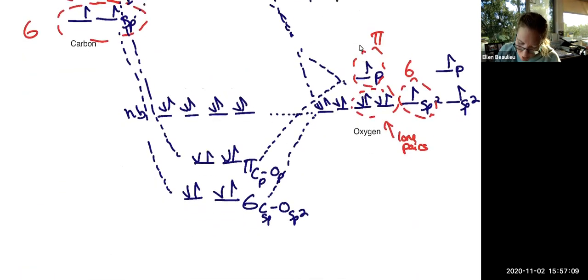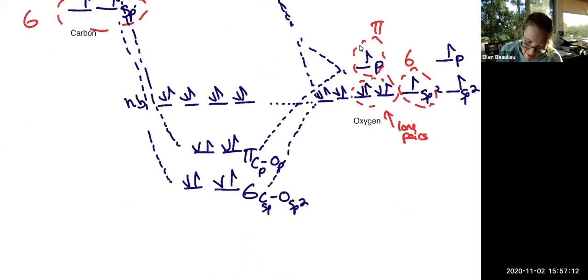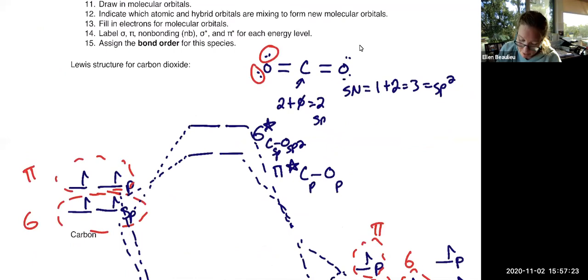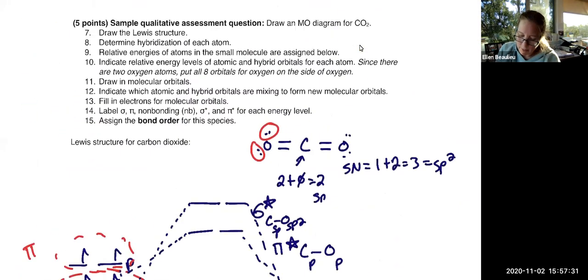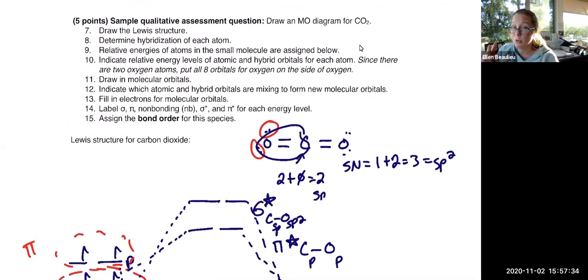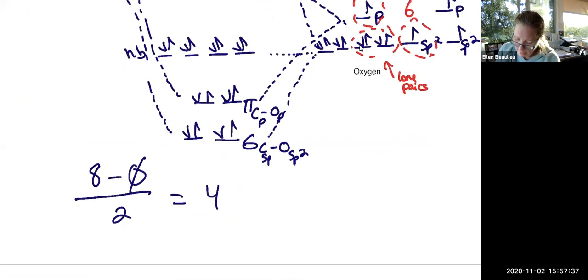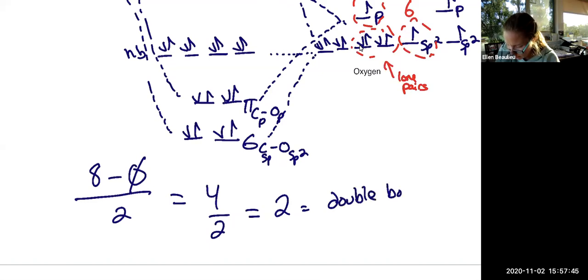Lastly, I want to assign a bond order. Well, bond order, we add up all the bonding electrons, 2, 4, 6, 8, minus the anti-bonding electrons, which are none, divided by 2 means we get a bond order of 4, which seems silly because we don't have a 4 bond. Instead, we have 2 double bonds. So we have 2 different equivalent bond types. So the bond order for each of those bonds is 2. A bond order of 2 equals a double bond.